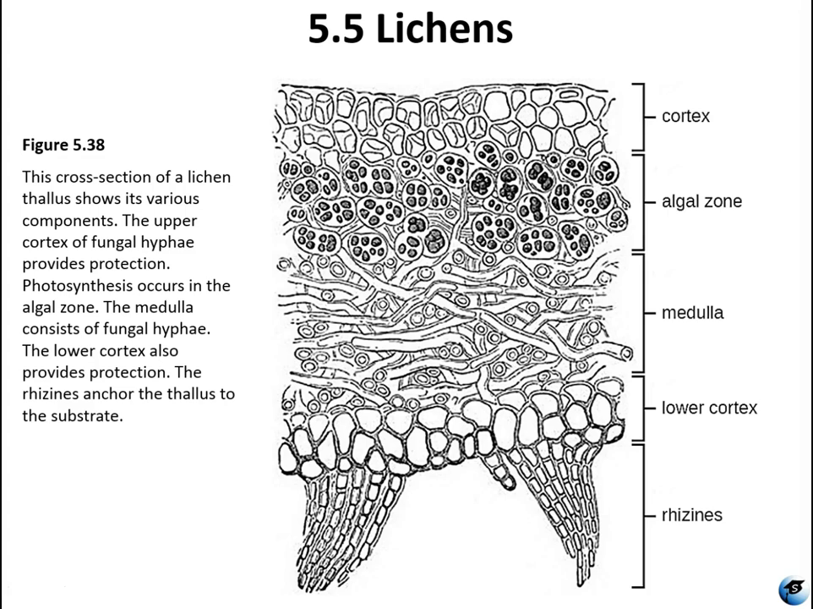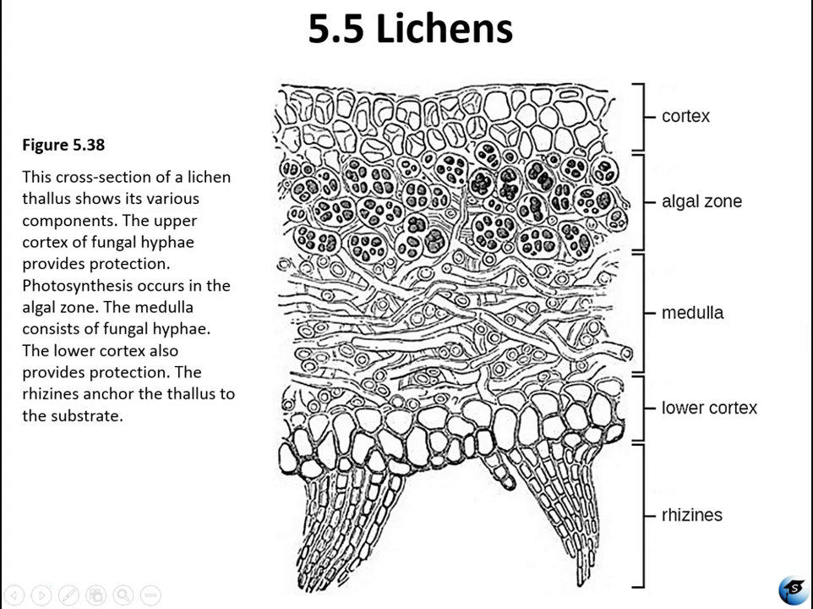This is figure 538, a cross-section of a lichen thallus, and it's showing this cortex up here is the fungal hyphae, and it's providing protection. It's structurally stronger than the other parts. You have the algal zone. So up here is the fungi. Here is the algae. And then, again, the medulla has fungal hyphae. And then you have another cortex, the lower cortex, which again is fungal and provides structural support and protection. And then the rhizines down here are anchors. So these are kind of where it attaches to a substrate.